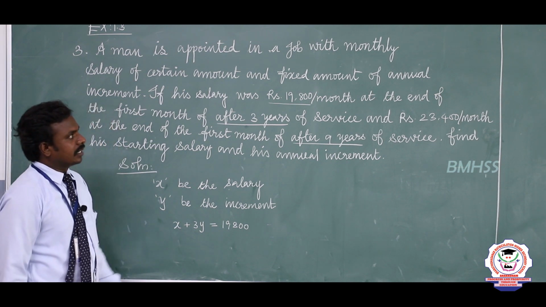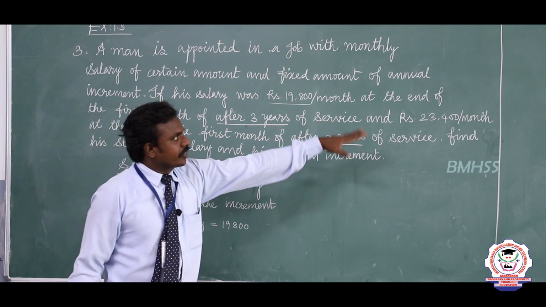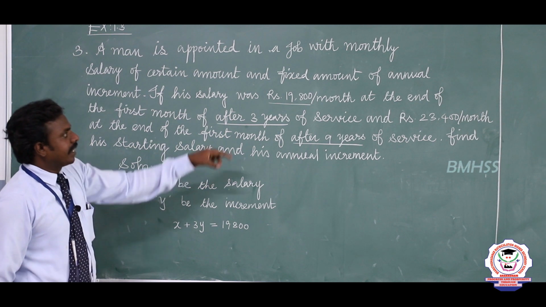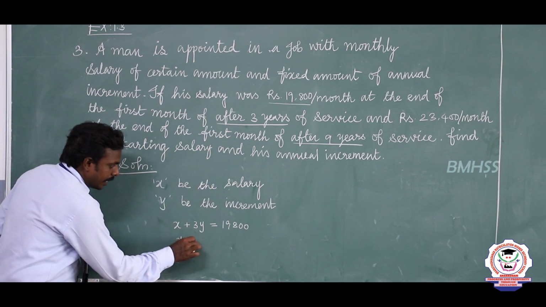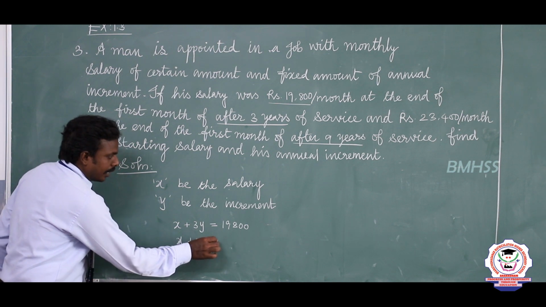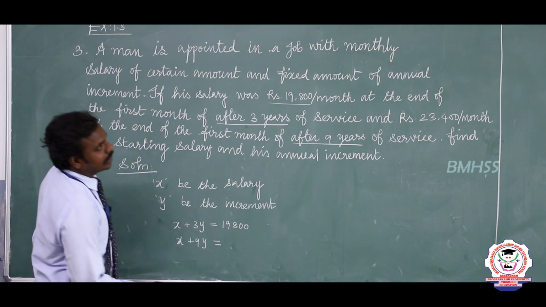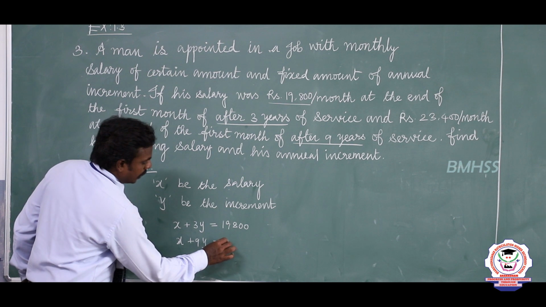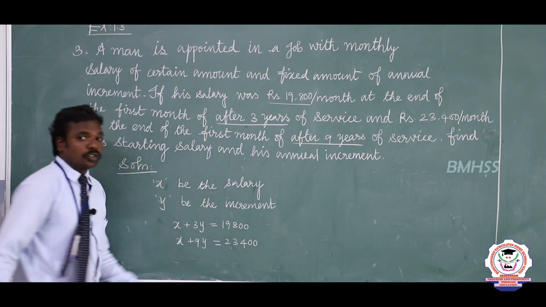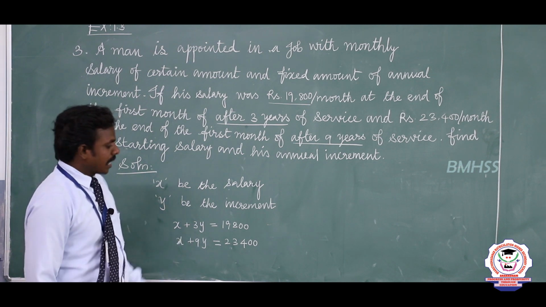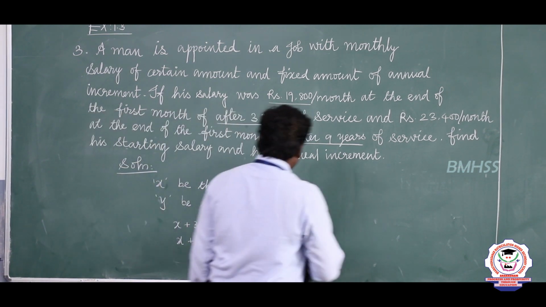The second condition given is 23,400 per month at the end of 9 years. Same thing: starting salary plus 9 years increment, X plus 9Y, equals the salary after 9 years, 23,400. Now I am going to use the matrix inversion method. From this I am going to form the matrix form. Listen, very simple.